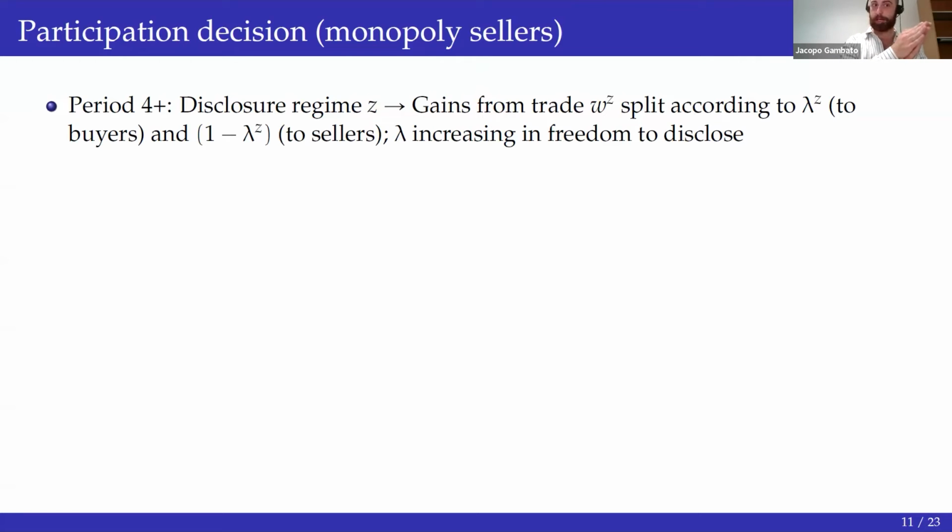We call the split lambda, so that given a disclosure regime, we have gains from trade W that are split in a proportion lambda to buyers and 1 minus lambda to sellers. And importantly, the more freedom to disclose is given to consumers, the higher lambda is. So the more freedom they have to disclose information, the more they will retain in the trade phase.